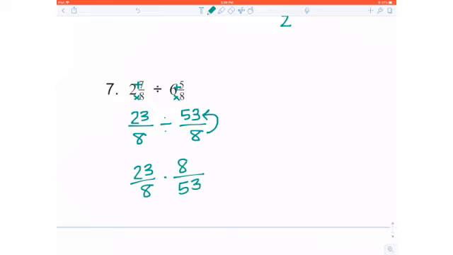Now here we notice there's the same top and bottom. So let's divide by 8. That gives us 1. That gives us 1. And 23 times 1 is 23. 1 times 53 is 53. Now, can we simplify this? The answer is no. This is actually the simplest form, and that is our answer. Okay?